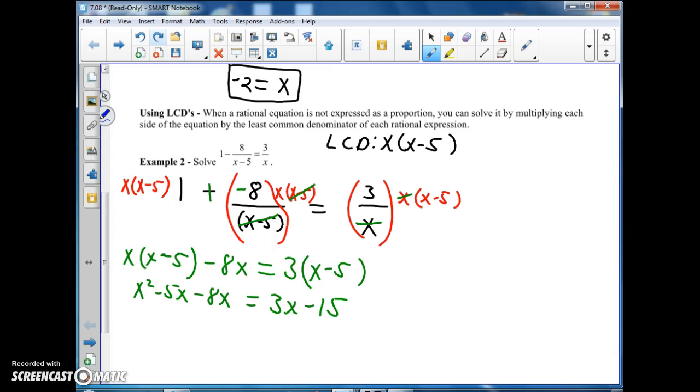Now you guys remind me, how do you solve this? What do you have to do next? Oh yeah, combine like terms. So let's do that next, because here we are, combining like terms, right? There's that.